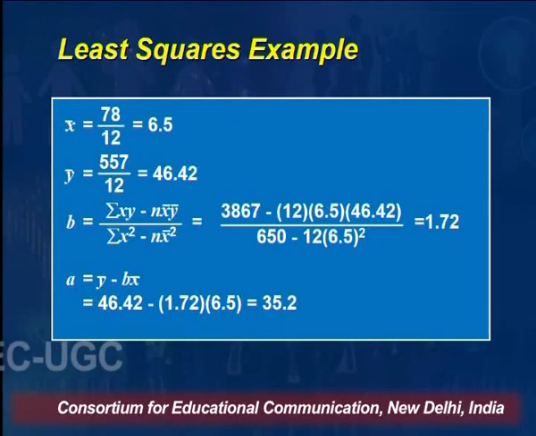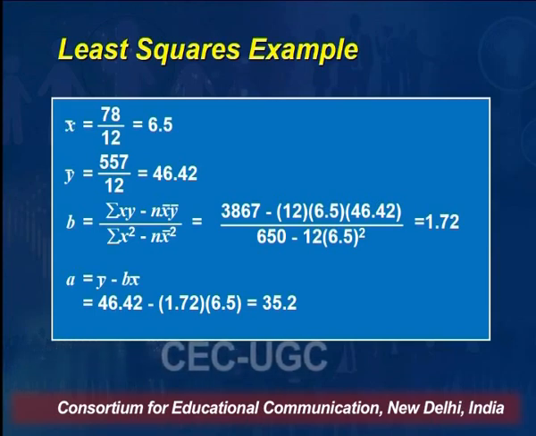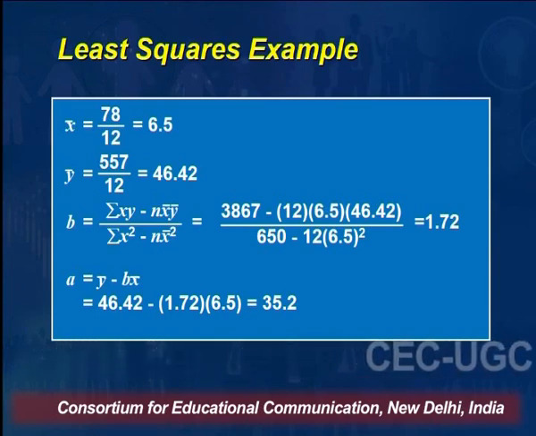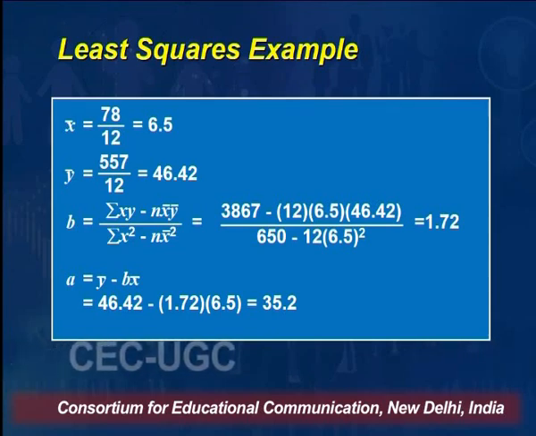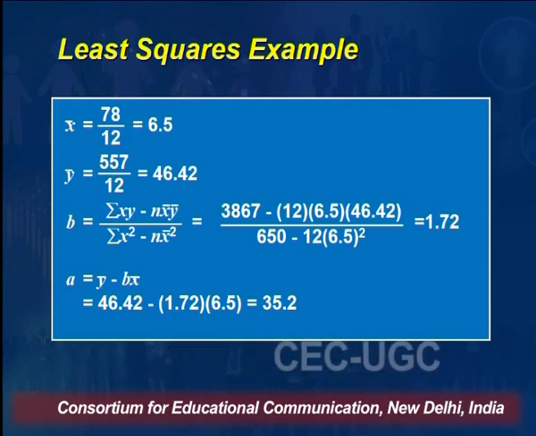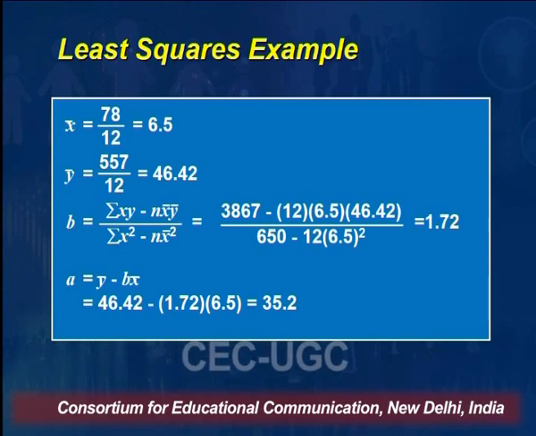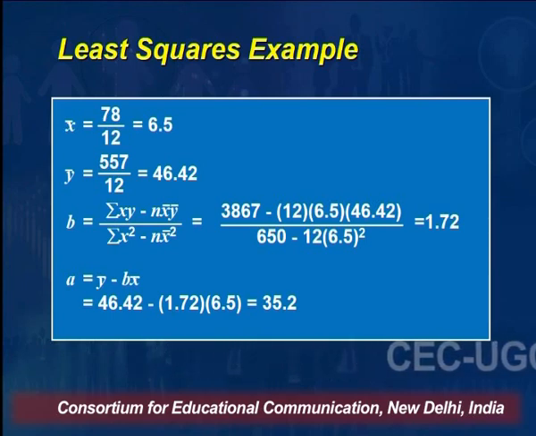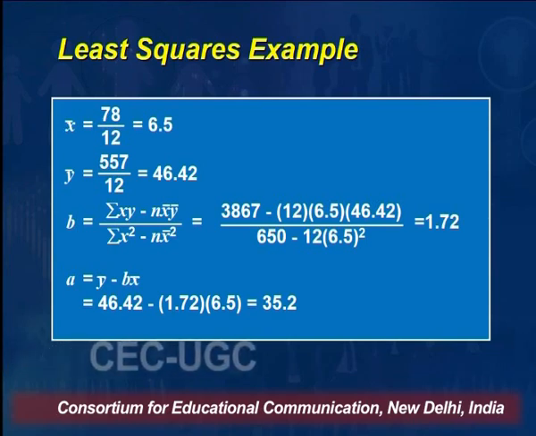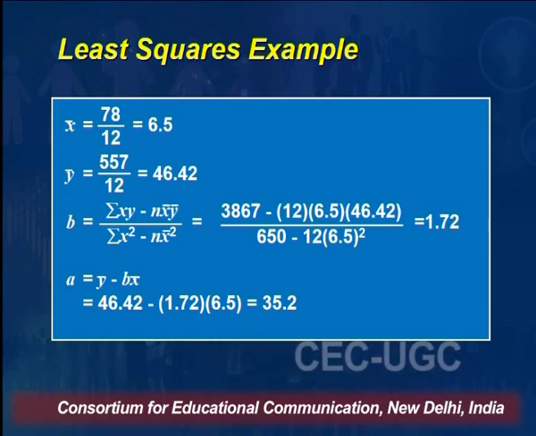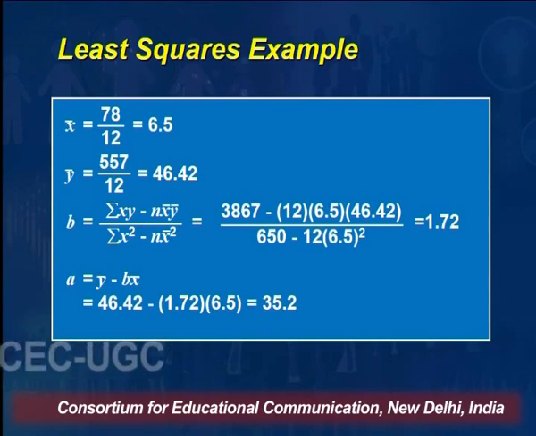And then simply you have to put these values into the formulas. First of all, you have to calculate x bar, which is the mean of x values, and y bar, the mean of y values. For b, you simply have to put the value: sigma xy is 3867 minus n, total values of n are 12, times x bar, y bar, divided by sigma x square, which is 650, minus n, which is 12, times x bar square, which is 6.5 square. So when you calculate, it comes to 1.72, the b value.